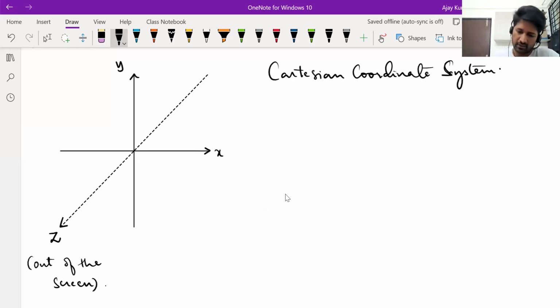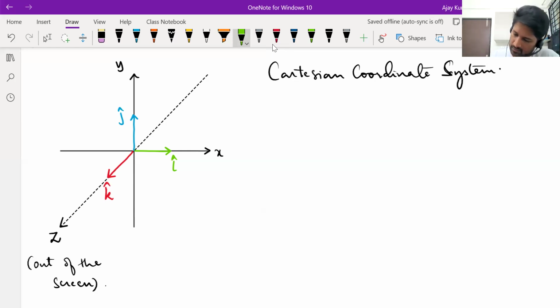Now I cap is a unit vector in the positive x direction. Its magnitude is 1, its direction is this way. J cap is a unit vector in the positive y direction. Its magnitude is also 1 only. And its direction is this way. And K cap is a unit vector in the positive z direction, this way. And x, y, z are mutually perpendicular directions, which means the angle between any two of these vectors is 90 degrees.